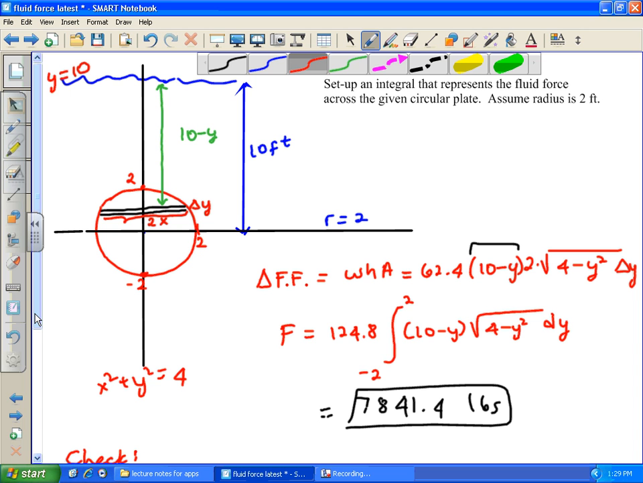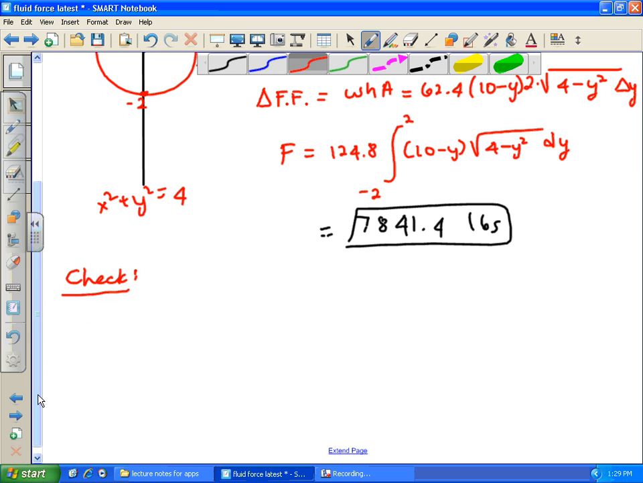What is the center of mass of a circle? Its center, in this case, is 0, 0, right? Okay, so imagine this entire area of the circle being concentrated at 0, 0. So you have a constant depth problem, right? What is the area of this particular circle? Because we want W H A, W is 62.4. We're going to talk about H in a moment. A is the area of the circle. What is the area of the entire circle? Pi r squared, right? What is r in this case? 2, 2 squared is 4. This is the area of the circle.